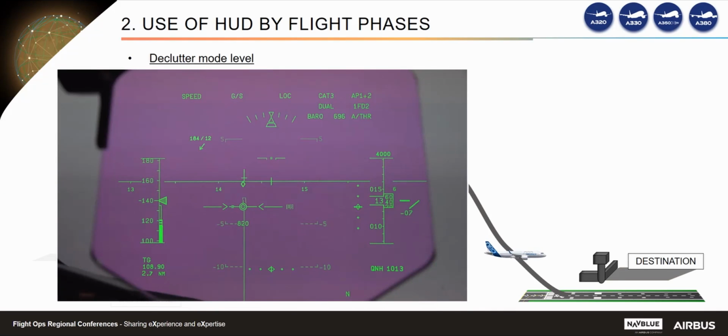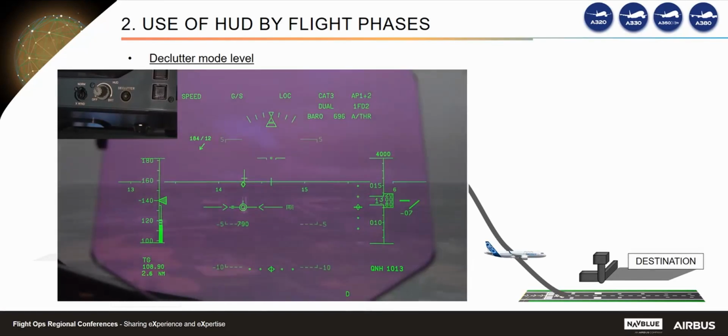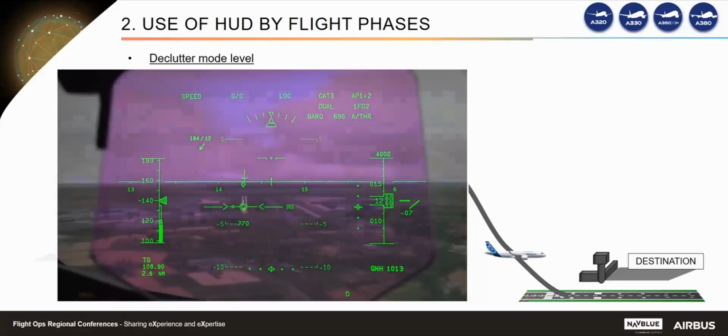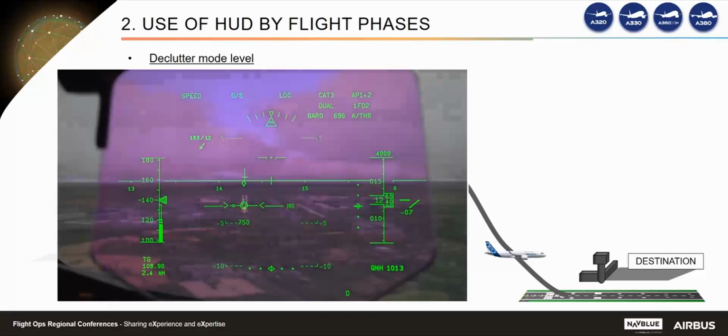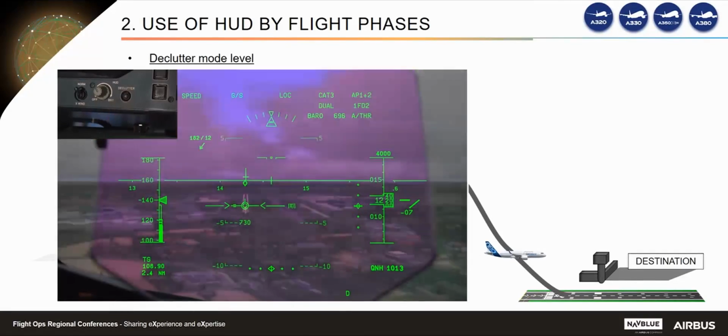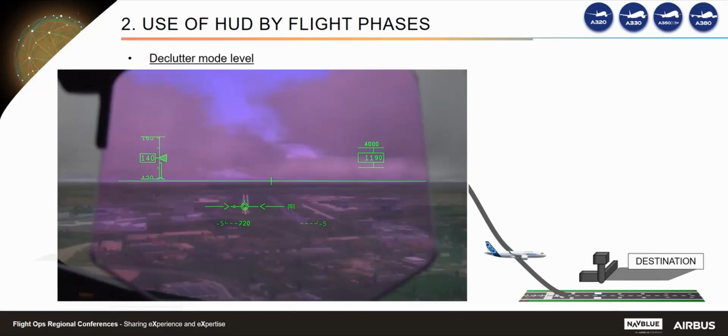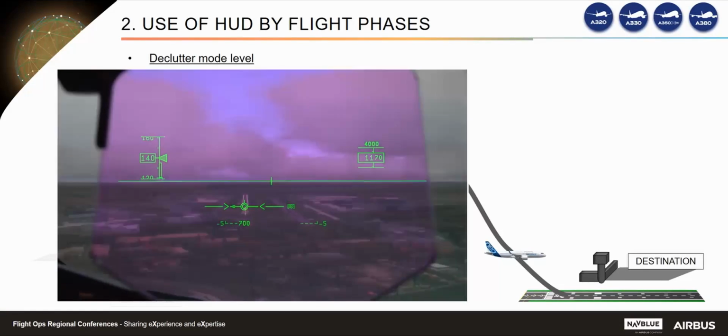Let's now see an example of the use of the declutter mode level 1 and mode level 2 during approach. We start the video in normal display. We now have set the declutter mode level 1 and we have now set the mode level 2.